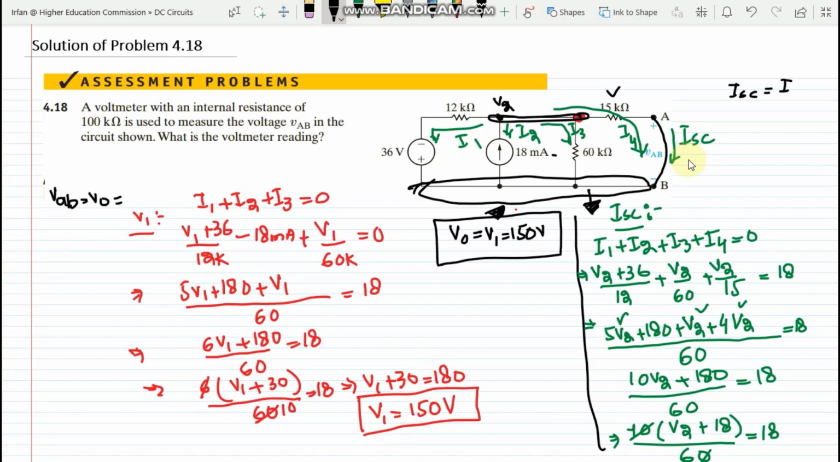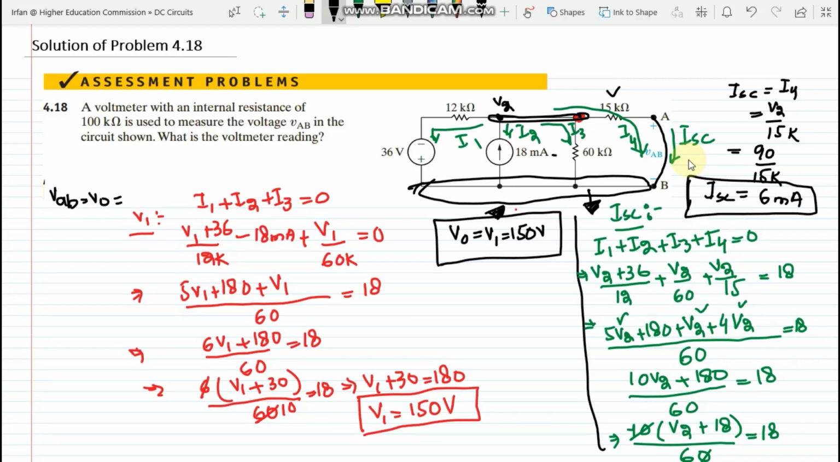As ISC is equal to I4, and the value of I4 is how much? That is V2 divided by 15k. Now the value of V2 is 19, this is 15k, so what will I get? I will get here 6 milliamps. Okay, and that is the value of ISC. So the value of ISC is also known here.